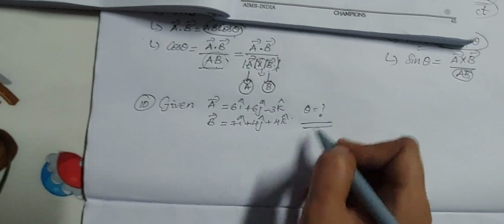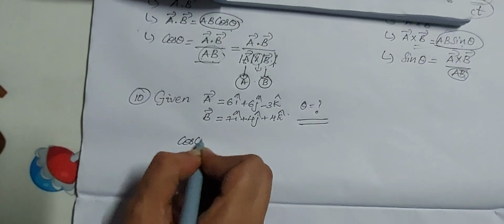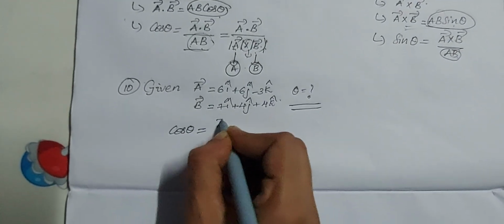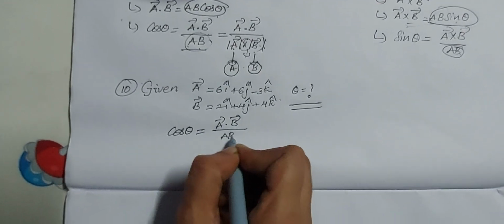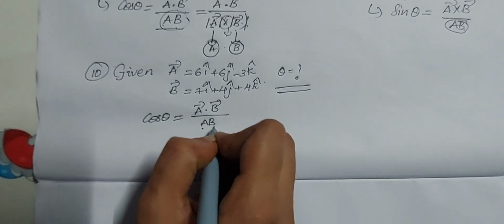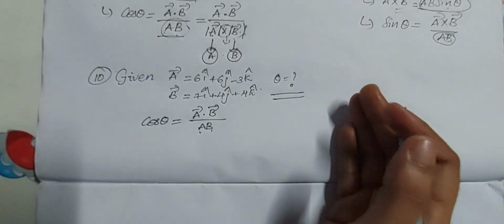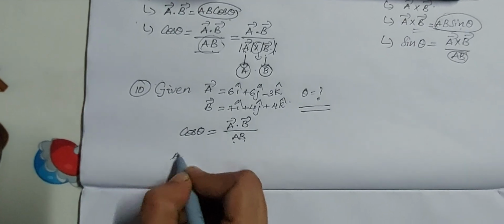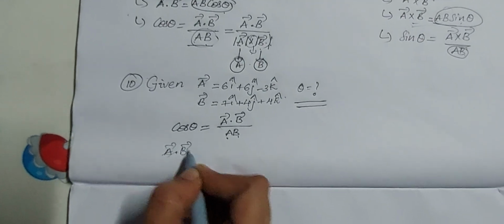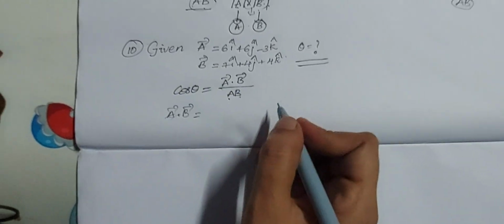For this, we have a formula. What is the formula we had? Cos theta is equal to a bar dot b bar by AB. AB means the magnitude of vector A and the magnitude of vector B. Firstly we need to find a bar dot b bar, which is the dot product of a bar and b bar.